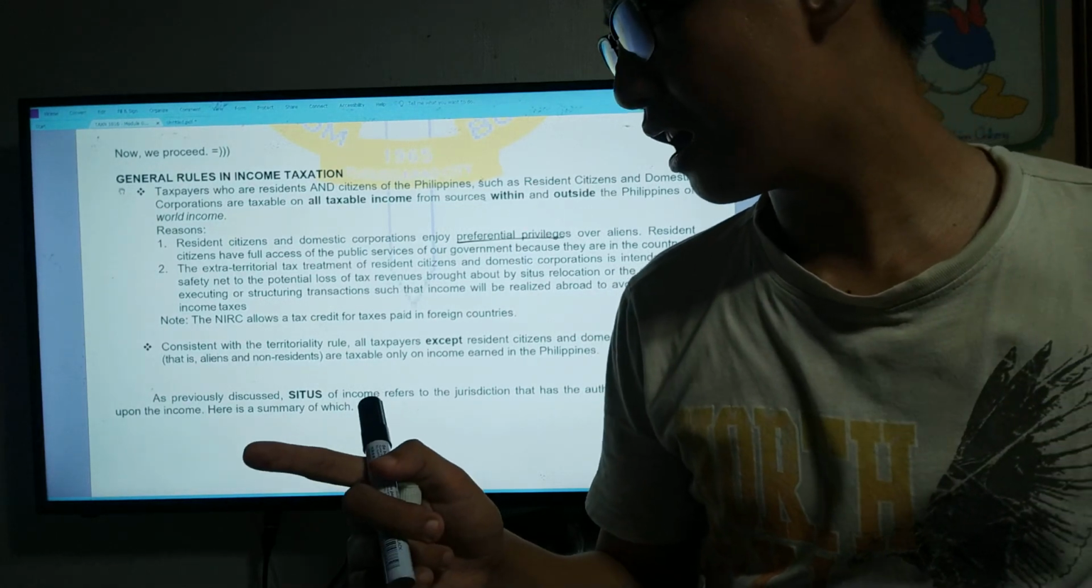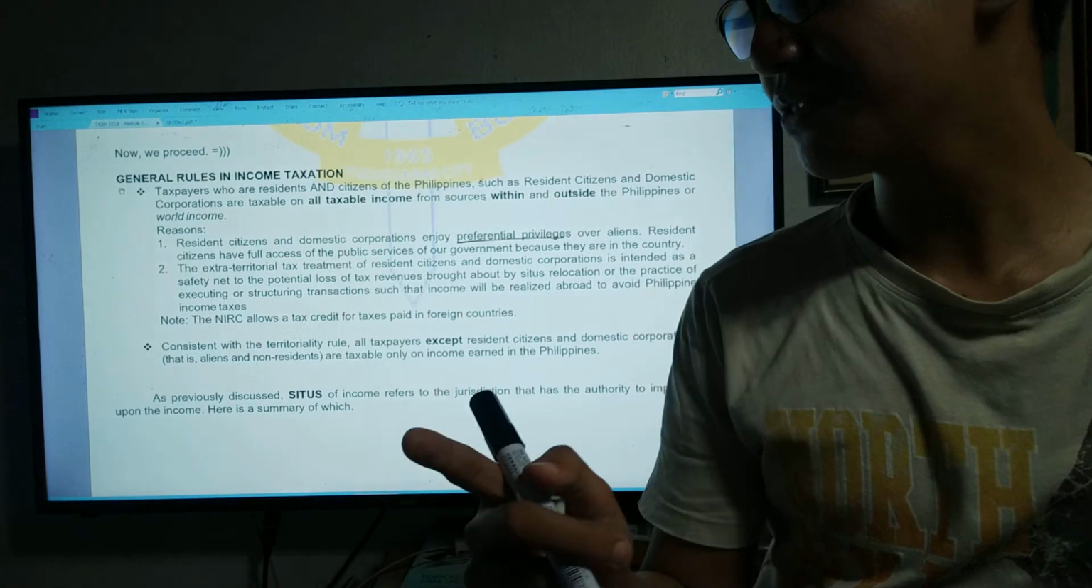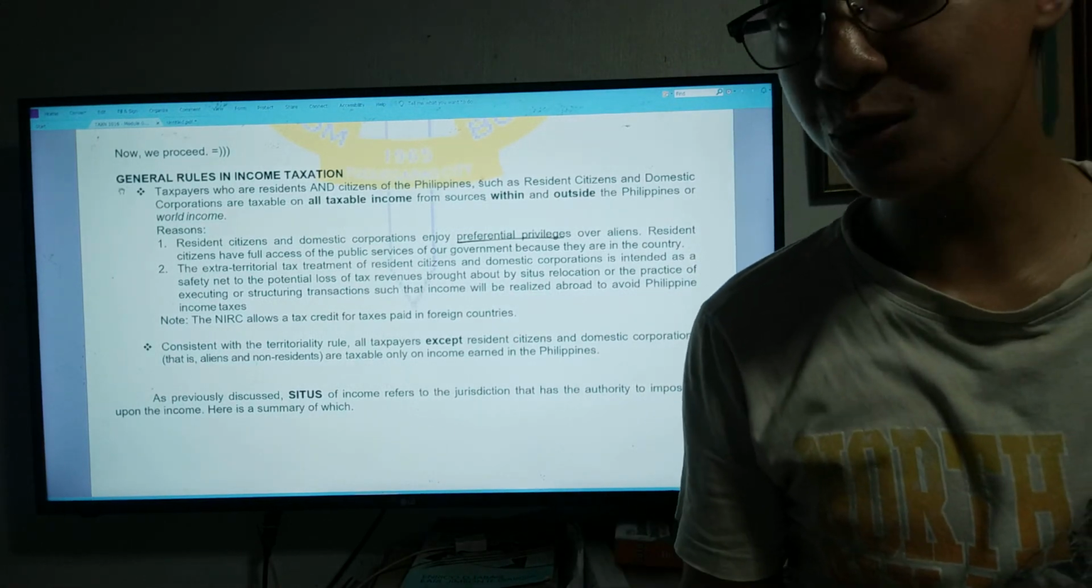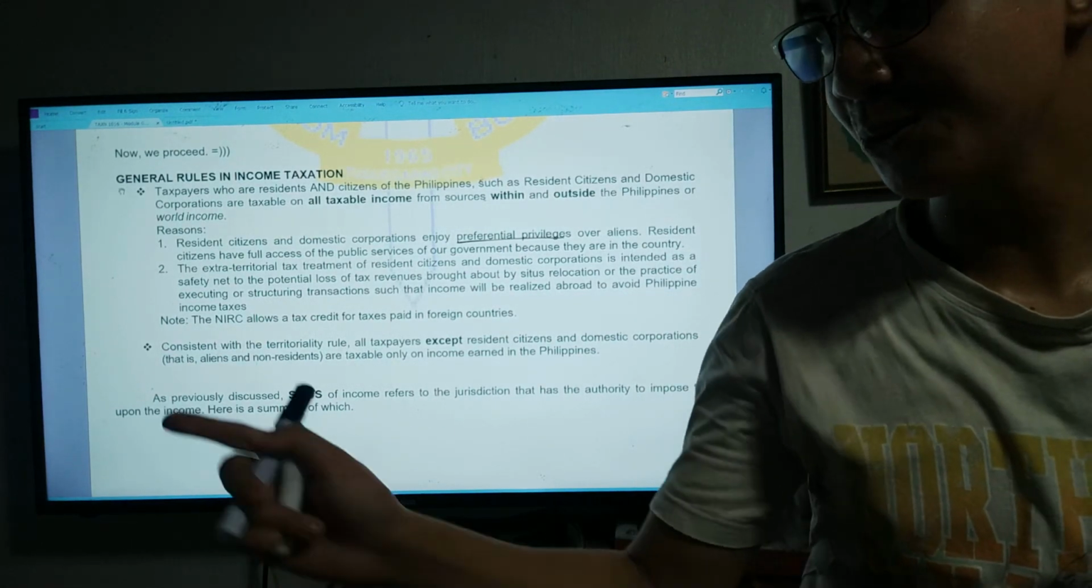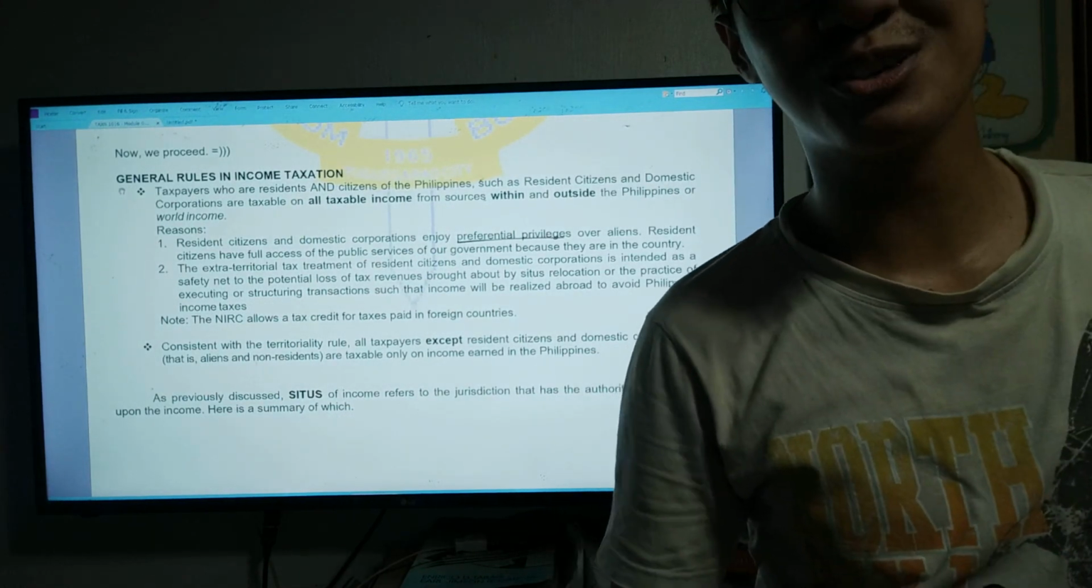on the first part of income taxation. Part 2 na pala to. Yung una pala kanina yung part 1. So, this is part 2 of introduction to income taxation.